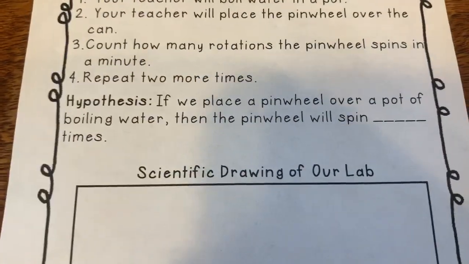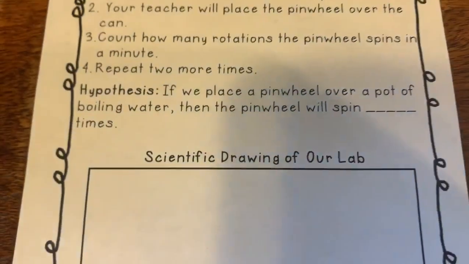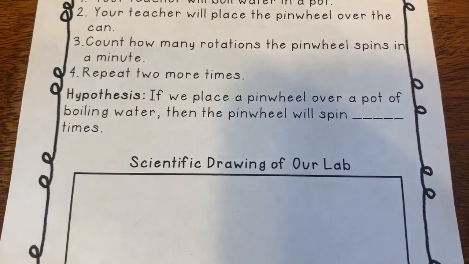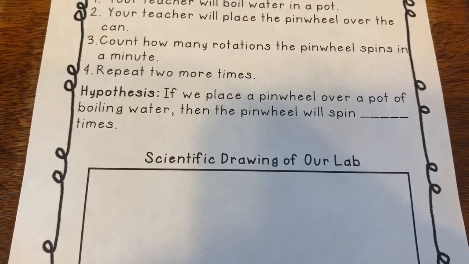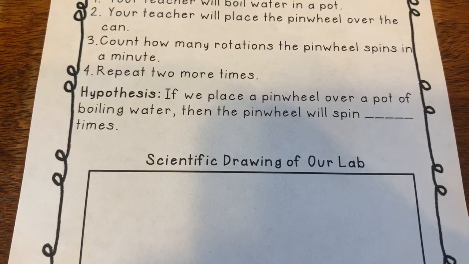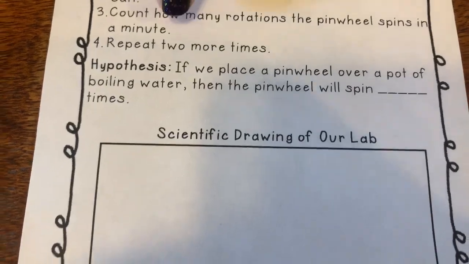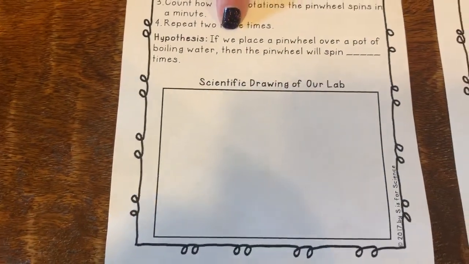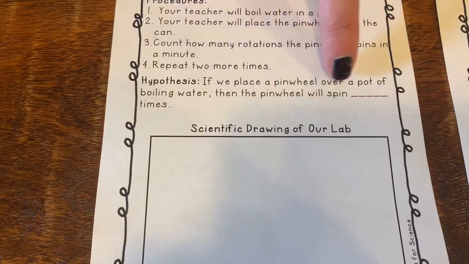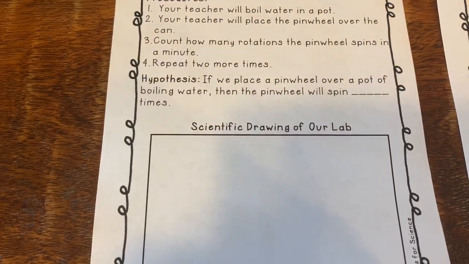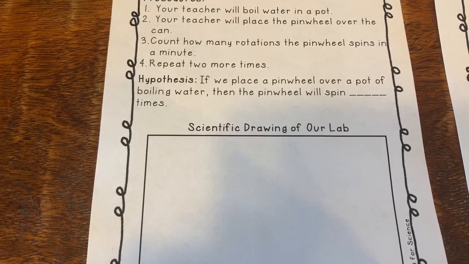Okay, so I'm gonna have to use Mr. Sylvie's phone for my one minute countdown. And then we will count how many times it spins in one minute, and then we'll repeat two more times. So let's do the first thing, and that's our hypothesis. If we place a pinwheel over a pot of boiling water, then the pinwheel will spin blank times. Go ahead and pause the program to think about how long, and then write down how many times you think it'll spin in one minute.